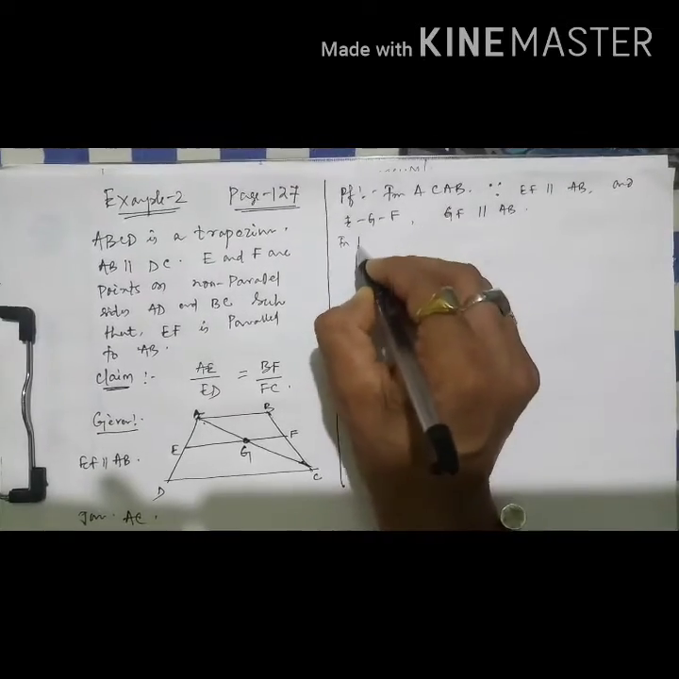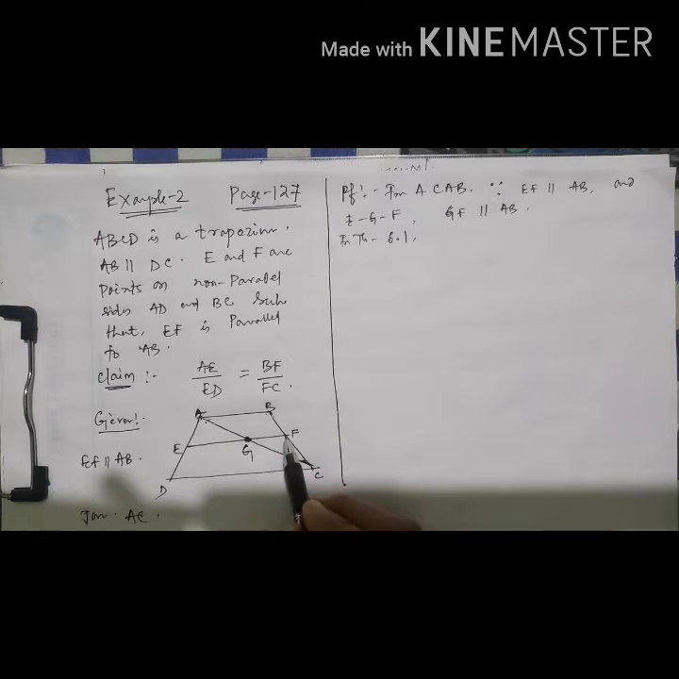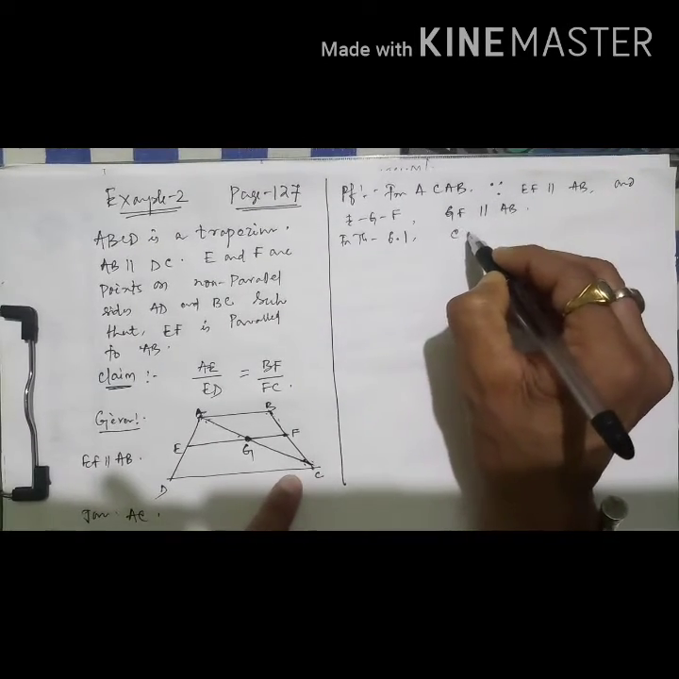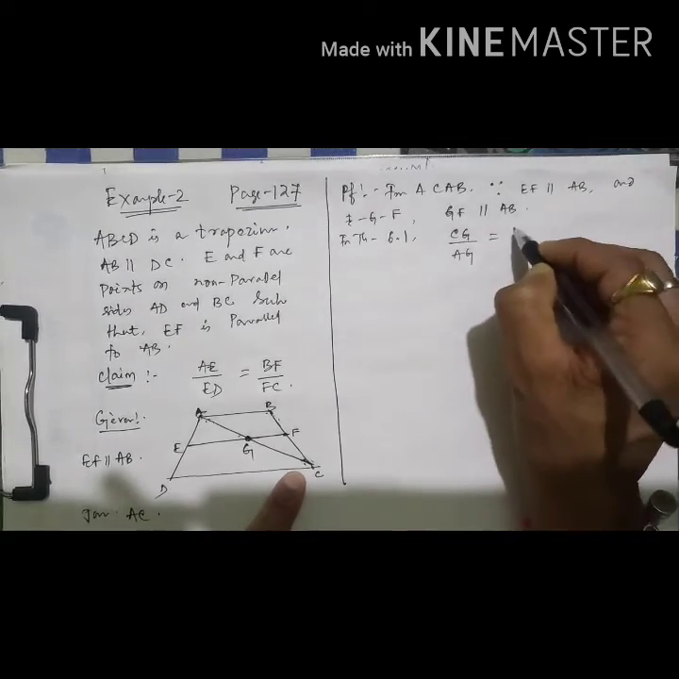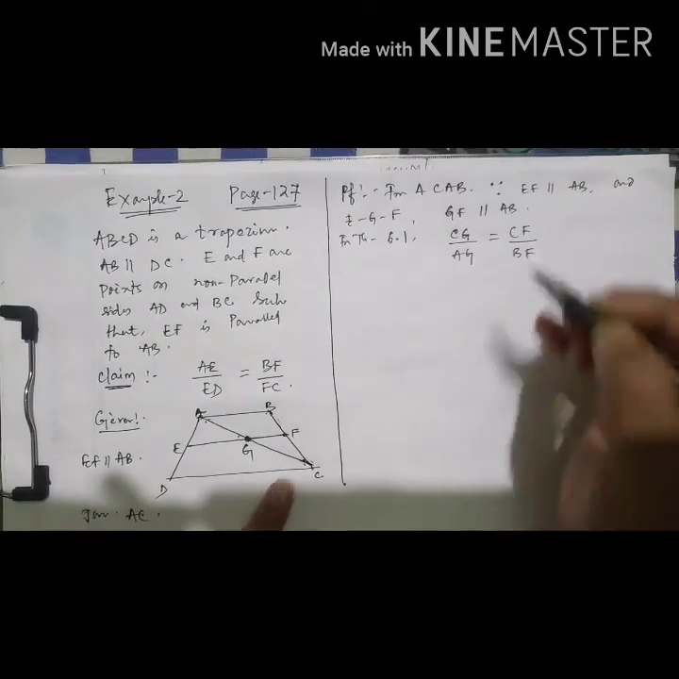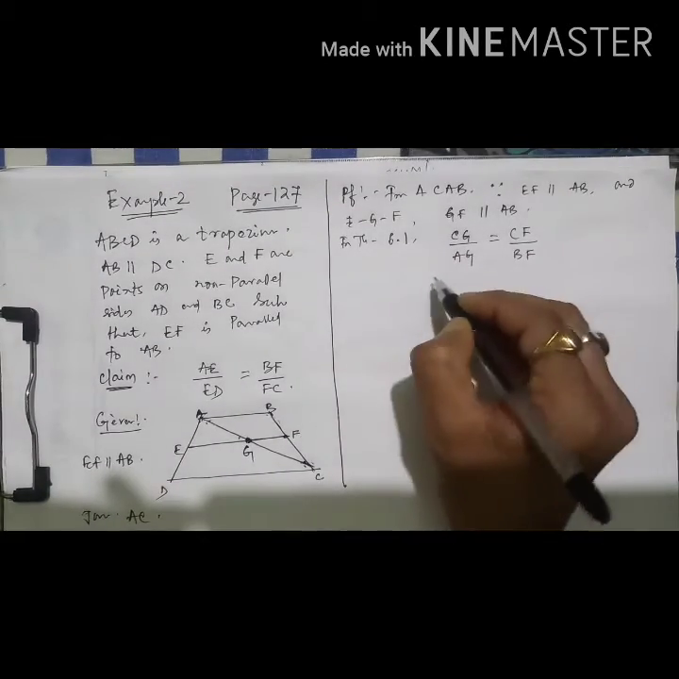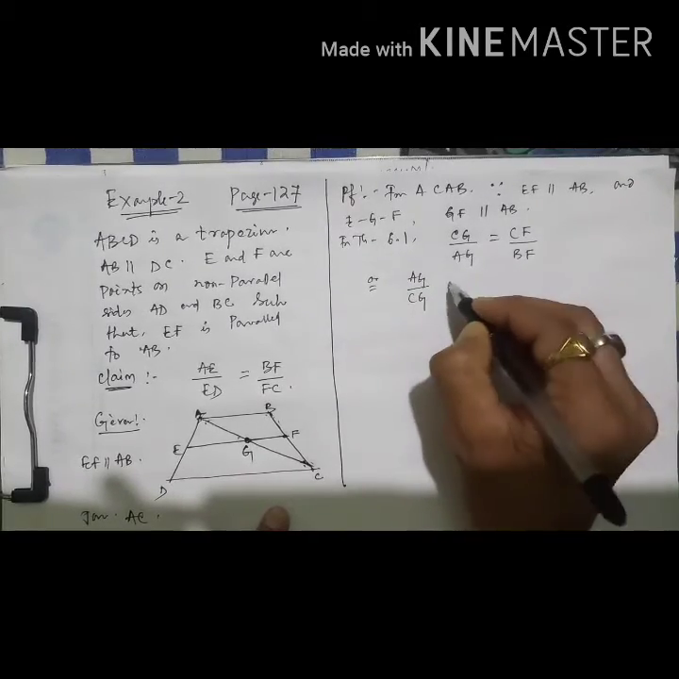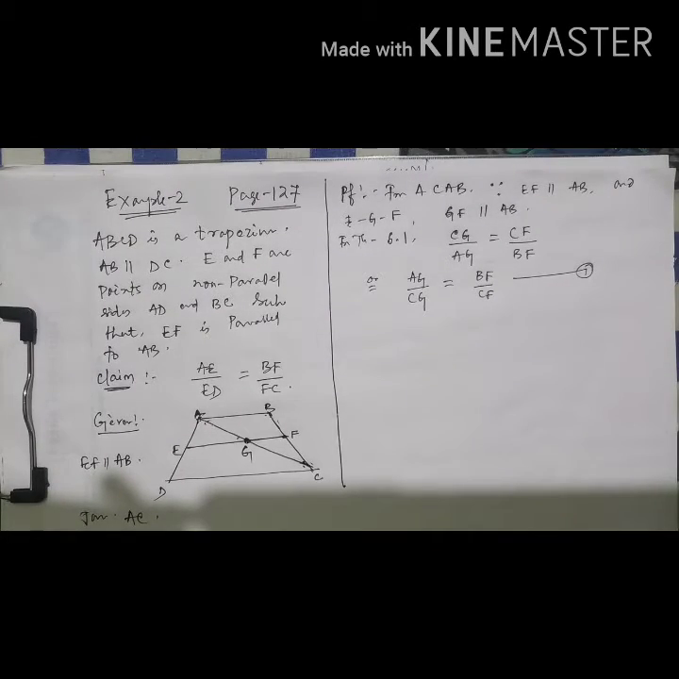From theorem 6.1, the parallel lines intersect other 2 points. That means this is divided in the same ratio. For that reason, if GF parallel to AB, we can write CG by AG equal to CF by BF. Okay students, otherwise we can write here the reciprocal, or we can write AG by CG equal to BF by CF, taking equation number 1.